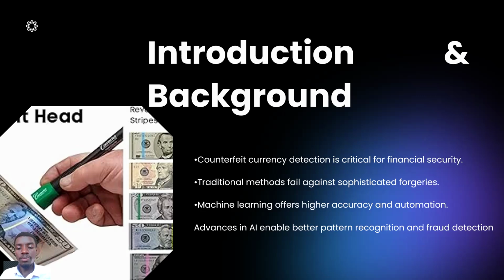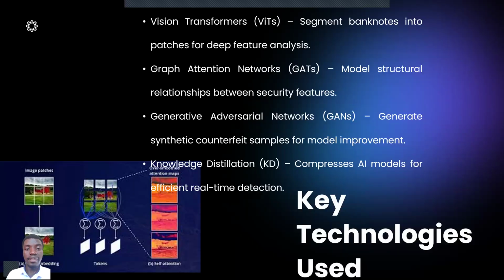We know that traditional methods, for example the feel and touch method, or putting the note against the light to see the watermarks, are all traditional methods, and we've seen they are hard pressed to identify forgeries, because the people forging the currency right now use robust means. So the next slide will define vision transformers.